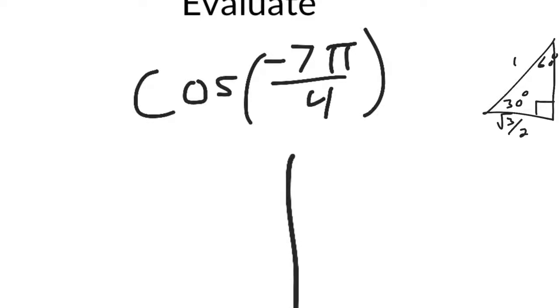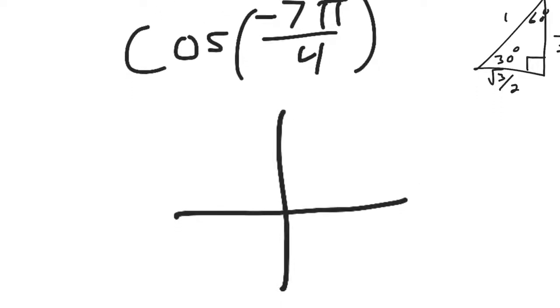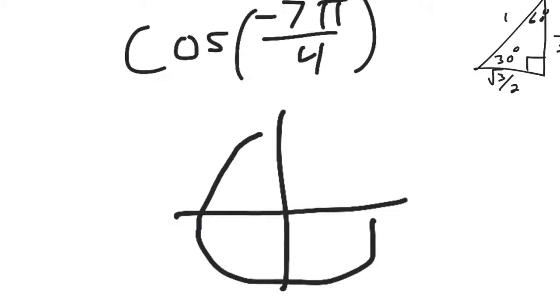Because here's what you do. Take the angle, negative 7 pi over 4, and draw where that lands in the unit circle. So we're going negative, which means going the opposite direction that we usually go. So here's negative pi over 2. Here's negative pi. Here's negative 3 pi over 2, which is still not quite there because that's negative 6 pi over 4. Here's negative 7 pi over 4, somewhere in this quadrant.